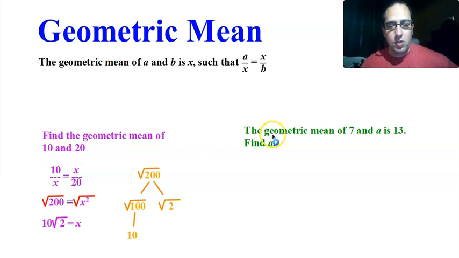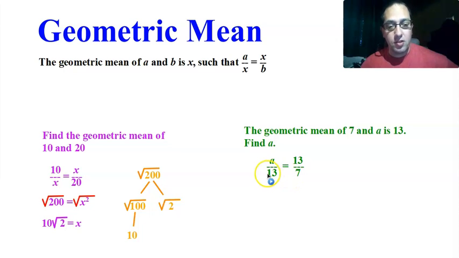Let's do one more really quickly. The geometric mean of 7 and a is 13. We want to find a. This time they're telling us what the geometric mean is, and they're giving us b. The geometric mean is our x, so it goes in both ratios, and the 7 goes on the bottom. So we have a over 13 equals 13 over 7.